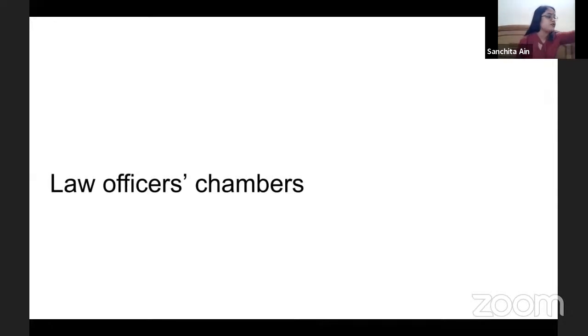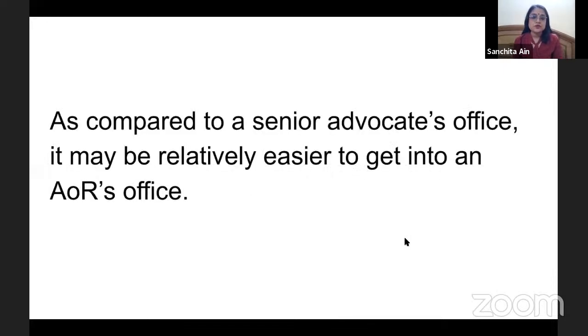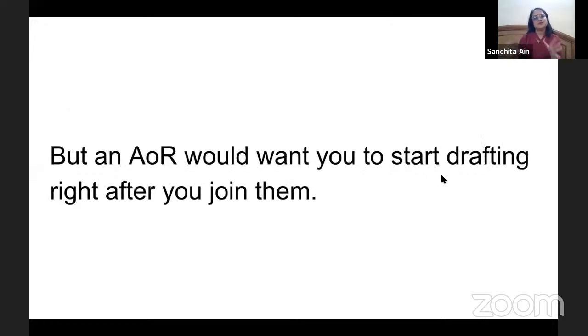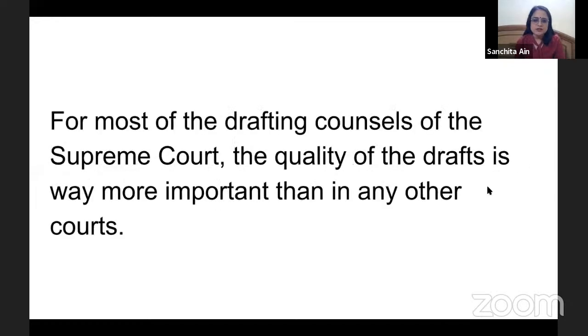At 7 p.m. you'll get this bundle of files to read for matters that are listed next morning. So you should be prepared for that if you join a law office. As compared to a senior advocate's office, it may be relatively easier to get into an AOR's office, but to be there and to continue to work there is a challenge, trust me. And an AOR would want you to start drafting right after you join them. I think we've covered all these parts unless you want to add something.